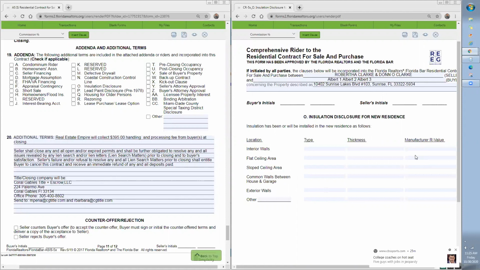Okay? I'm noticing that it says disclosure for new residents. Is it just new residents or resale? Correct, new residences only. Okay. Insulation has been or will be installed in the new residence as follows. And you can put that there.